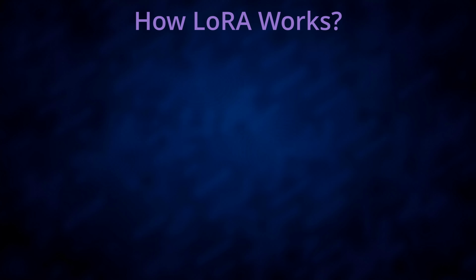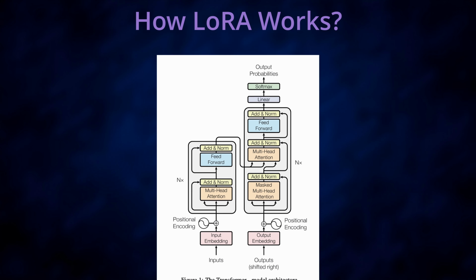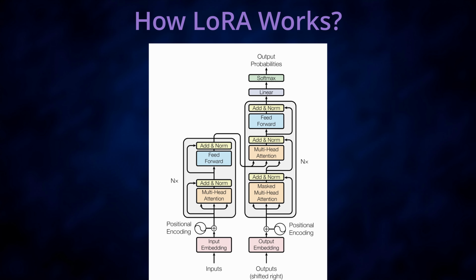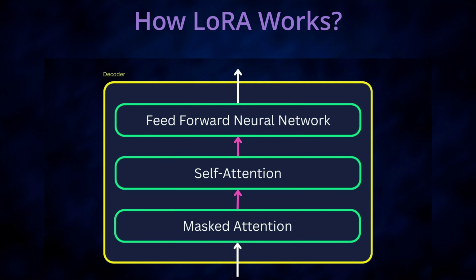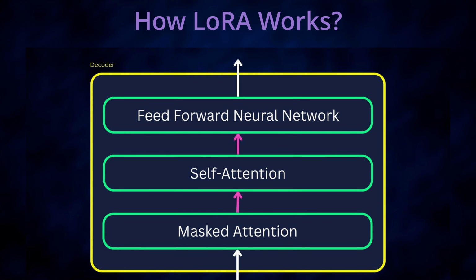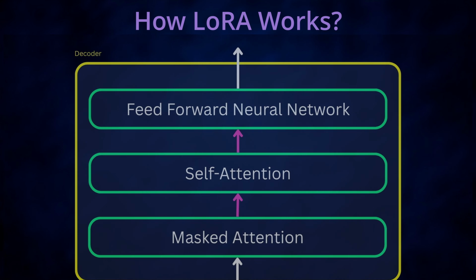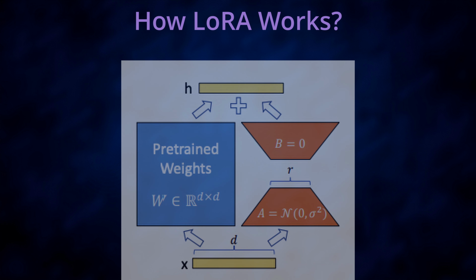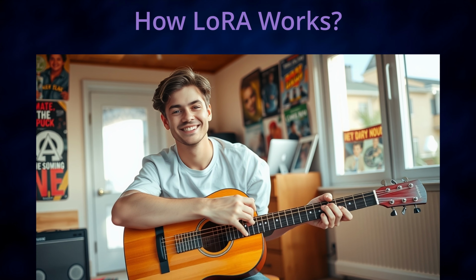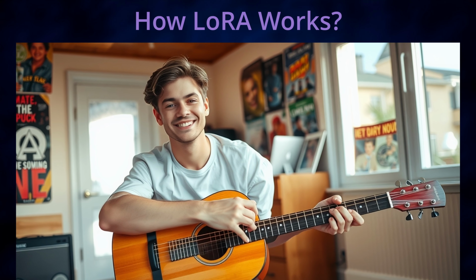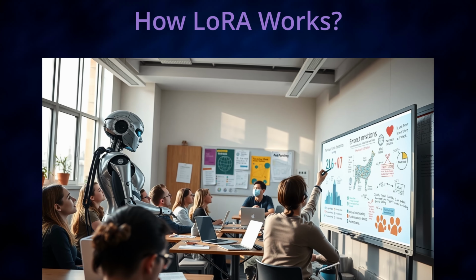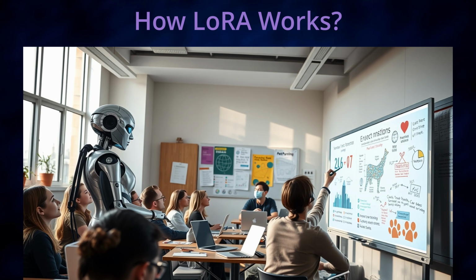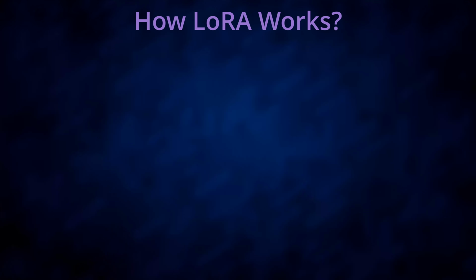How LoRA works? Let's break it down. Large language models have layers called attention layers, where the model decides which words to focus on. LoRA injects two small matrices, often called A and B, into these attention layers. During fine-tuning, only these matrices are updated. Everything else stays frozen. Think of it like tuning the strings of a guitar instead of replacing the entire instrument. You're making targeted, precise updates that allow the model to learn new patterns efficiently.